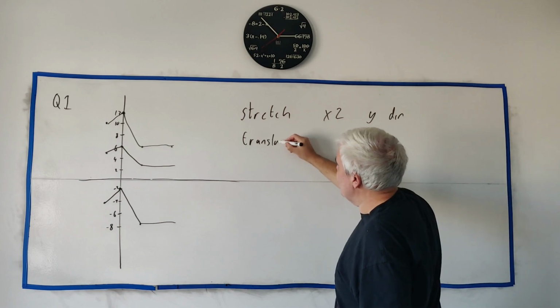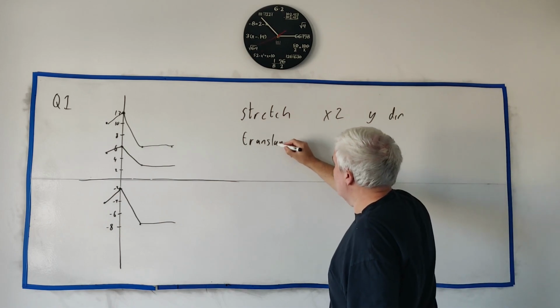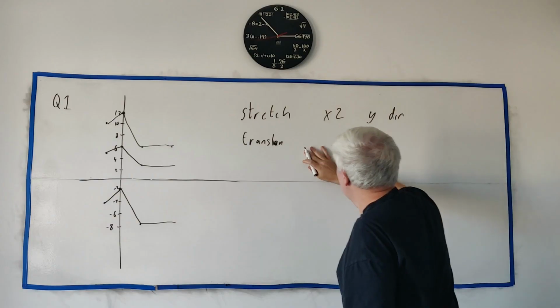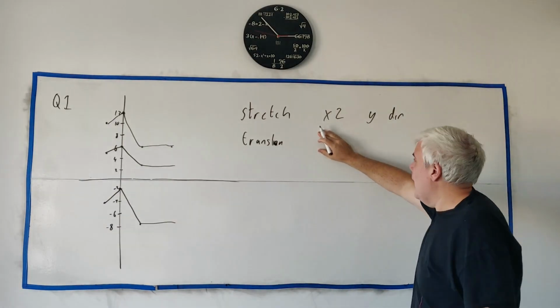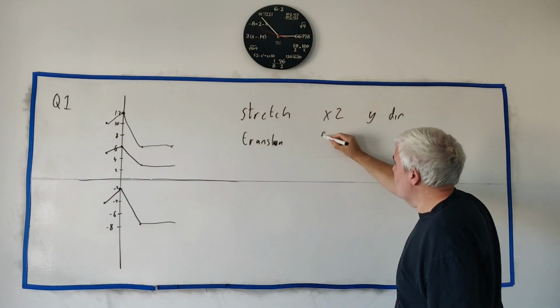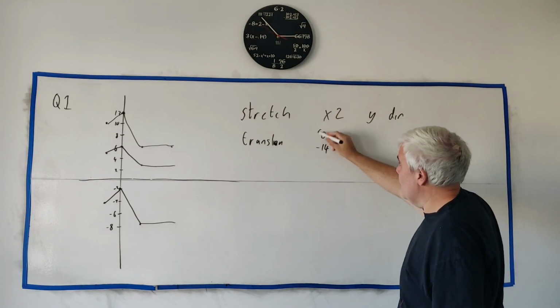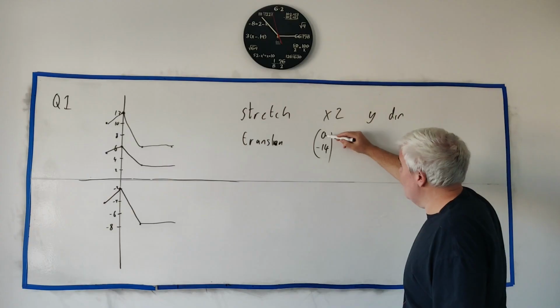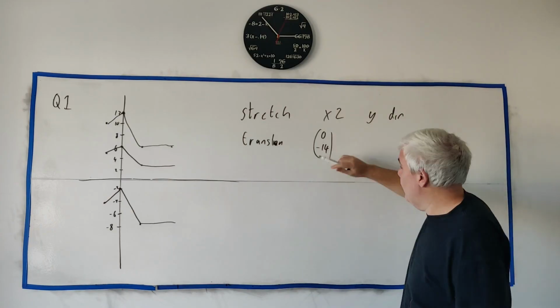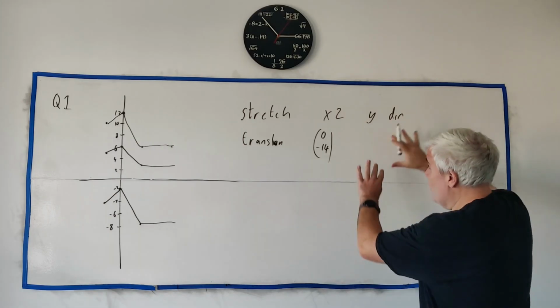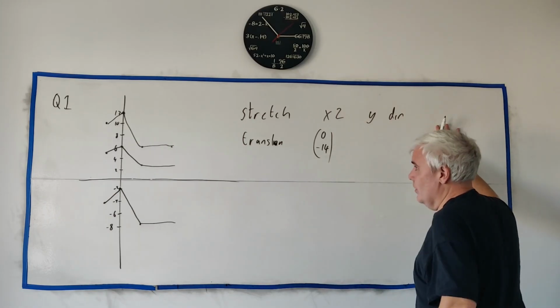So they're translating. Let's write translation. There's a few ways to write this. You could write down 14, or the more common way to write it would be the column vector (0, minus 14). This means we're not moving left or right. Minus means down, and 14. This would be full marks. This is the answer to the question.